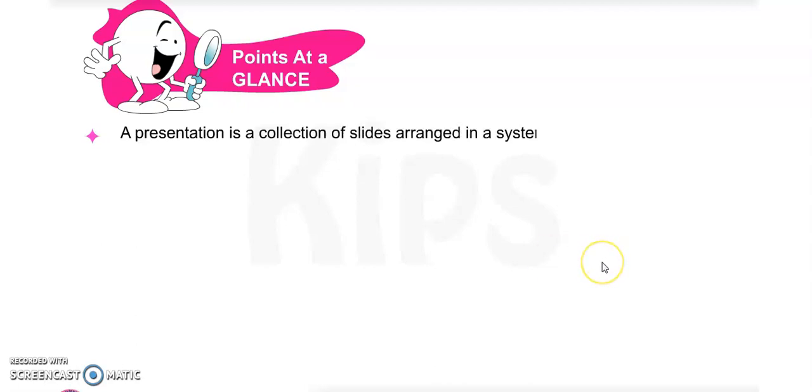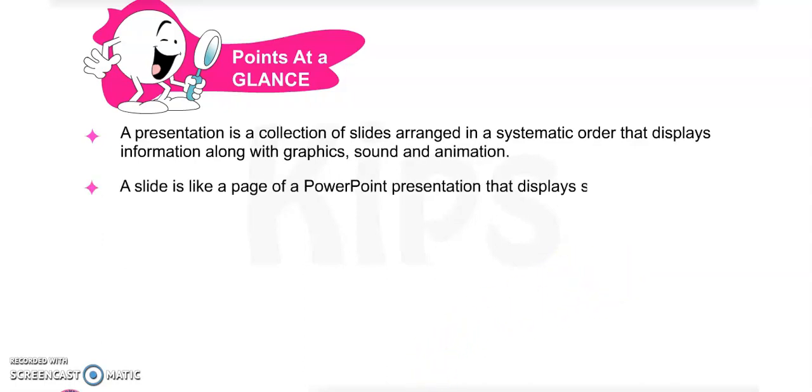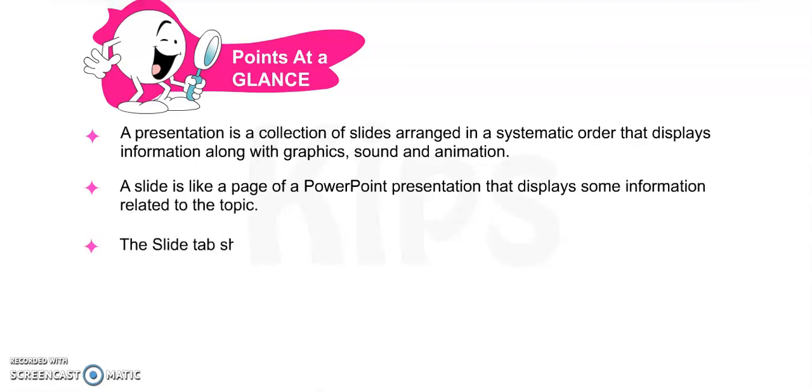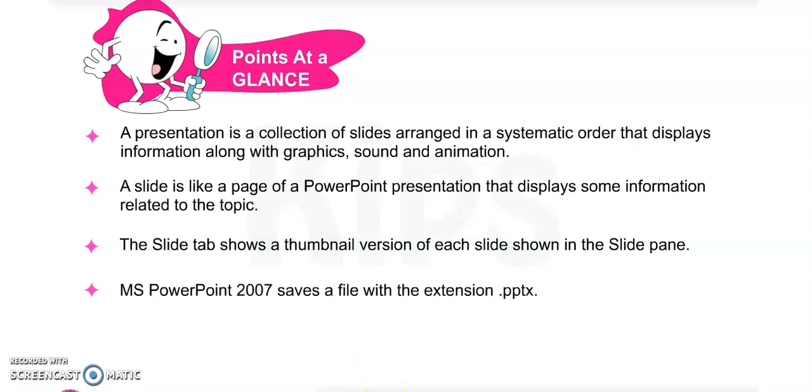A presentation is a collection of slides arranged in a systematic order that display information along with graphics, sound and animation. A slide is like a page of a PowerPoint presentation that displays some information related to the topic. The slide tab shows a thumbnail version of each slide shown in the slide pane. MS PowerPoint 2007 saves the file with the extension .pptx. We can press F5 to view the slideshow.